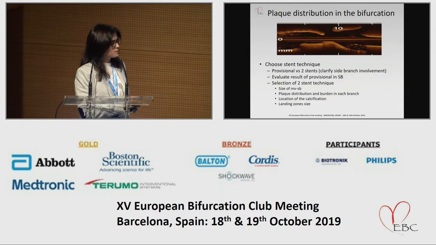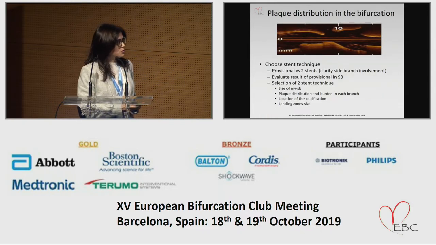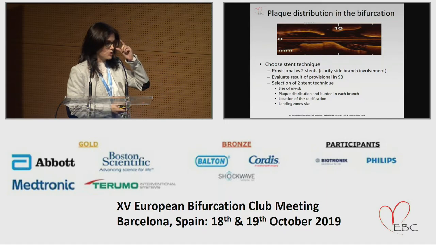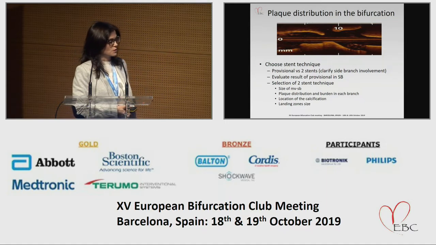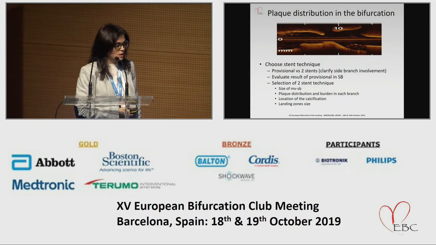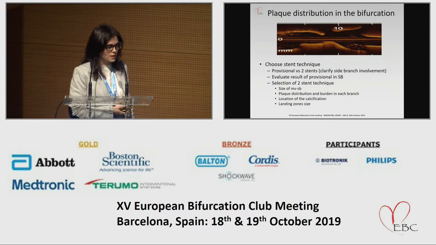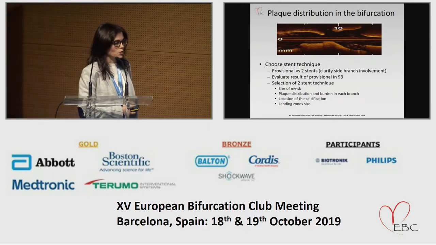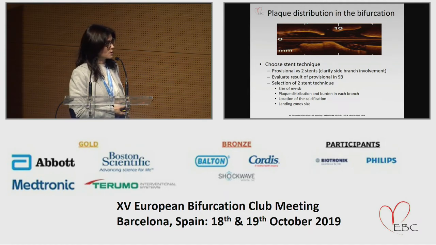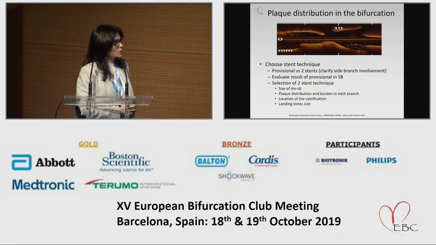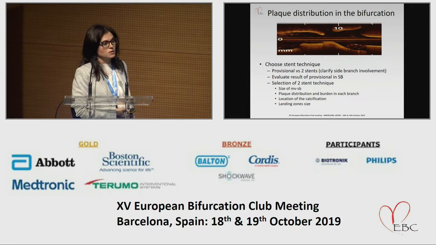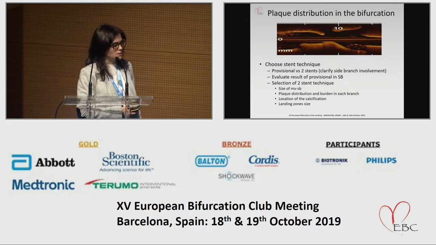of calcium. And the second part of the talk is about plaque distribution and how we can use this to select our bifurcation strategy. First of all, it can help us to select the stent technique, provisional versus two stents, because of course with imaging we can clarify very well the side branch involvement. It can also be useful to evaluate the result of the side branch in provisional. Sometimes we are doing provisional, we have doubts about how is the result in the side branch, and imaging can help us in these cases.